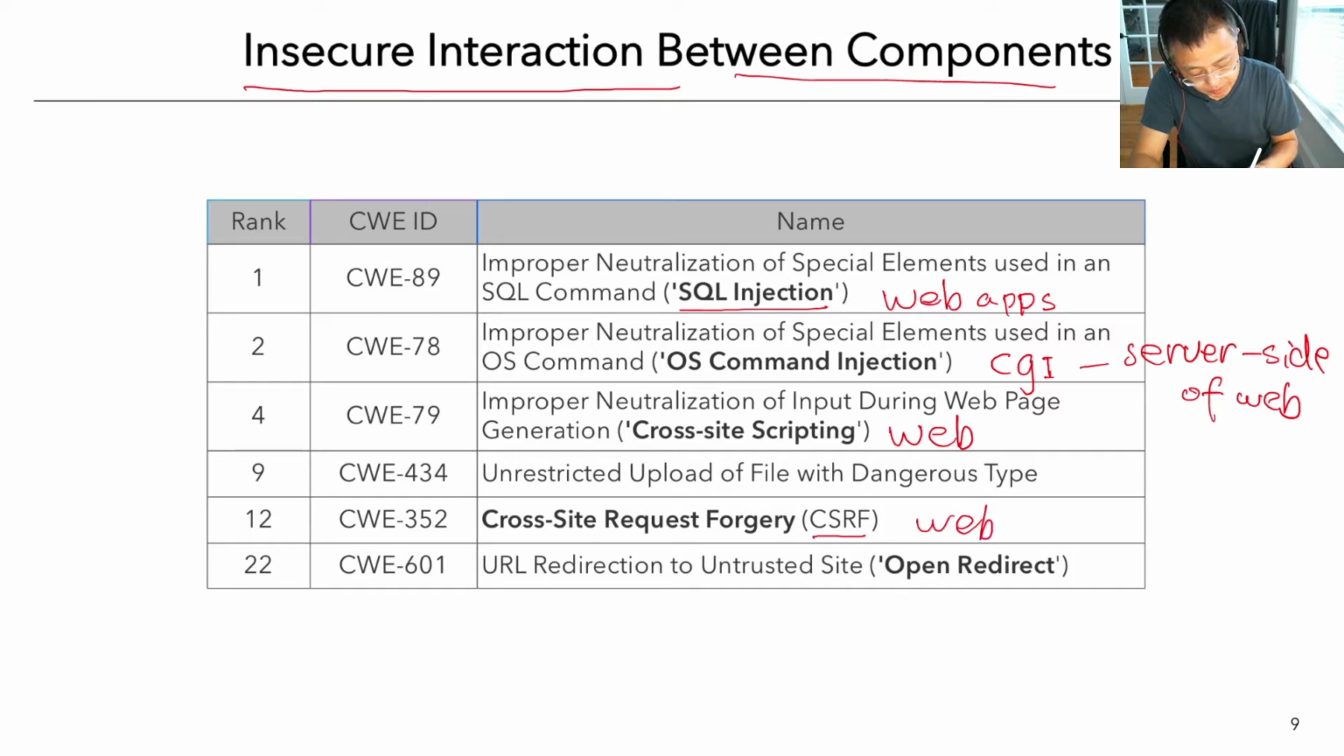The number 9 is unrestricted upload of file with dangerous type. For example, if you have an FTP server which allows you to upload exe files, or if you have a web form, right? So if it allows upload of executables, those executables can be distributed to the other users. This can cause damage to their computers. Then there is open redirector.